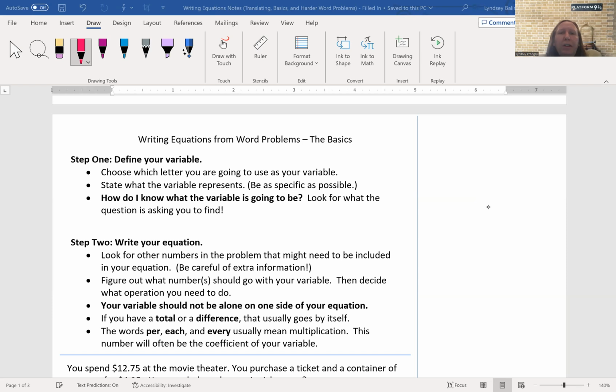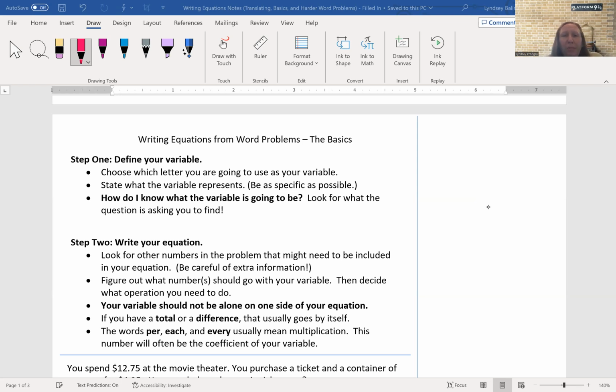And how do you know what that variable is going to be? This is the easy part. A word problem is going to ask you to find something. So that part that you don't know, that it's asking you to find, that's what your variable is going to represent. Now, step two is write your equation.